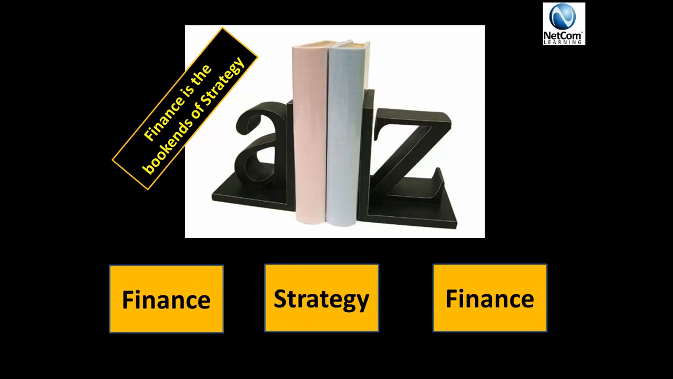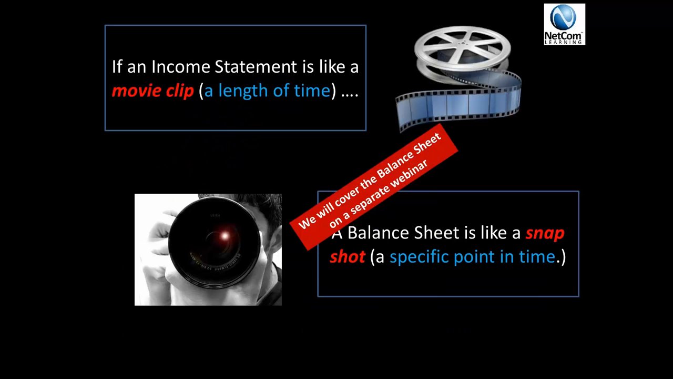Now, finance really is the bookend of strategy. Finance is how we pay for the execution of the strategy, and then after completing the strategy, finance again is how we measure the success or failure of that strategy. Again, finance is the bookend of strategy. How do we pay for the strategy? And then upon execution of the strategy, how do we measure its impact?